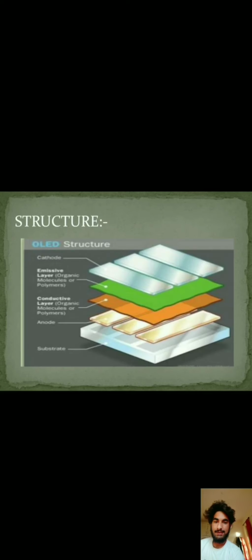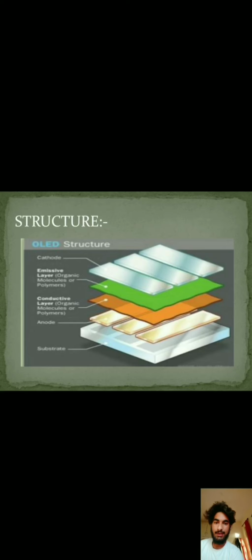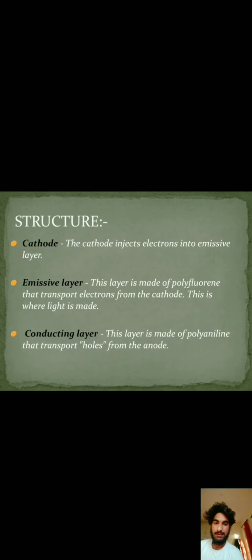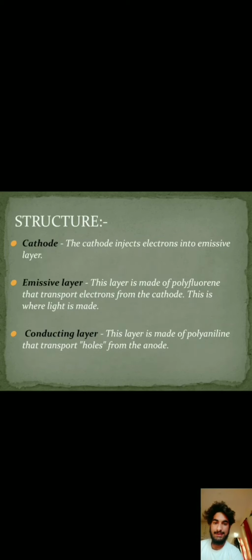Next we have the structure of OLEDs. First in the structure we have the cathode. Here you can see the first layer as the cathode layer. The cathode injects electrons into the emissive layer. Next we have the emissive layer. The green layer here is the emissive layer. This layer is made of polyfluorine that transports electrons from the cathode. This is where light is made.